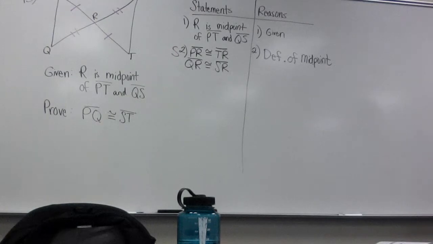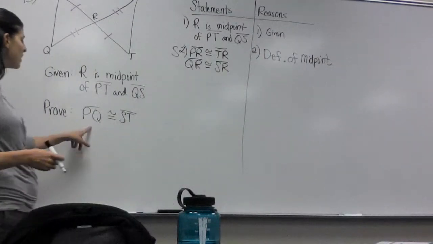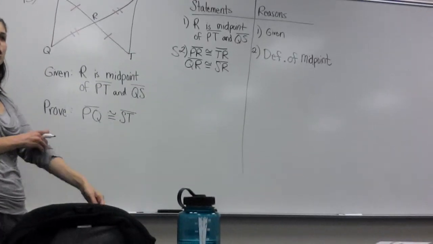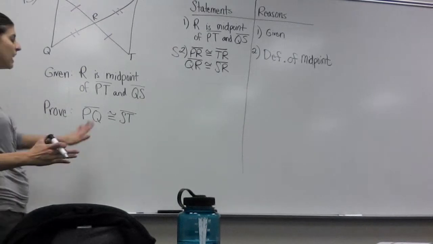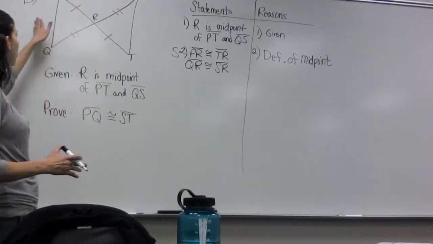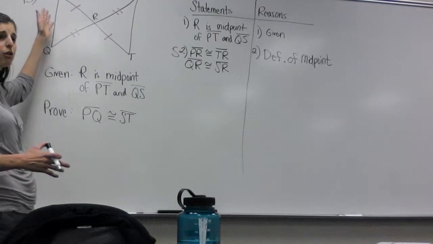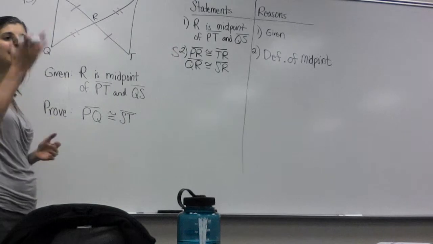Okay, so can I get either the third side or the angle between them to be congruent? Well, the third side is PQ and ST, and I'm trying to prove those are congruent, so I don't really think I can jump to them being congruent just yet. There's nothing that tells me PQ and ST are congruent. I would pretty much have to be told that, because they're not connected in any way.